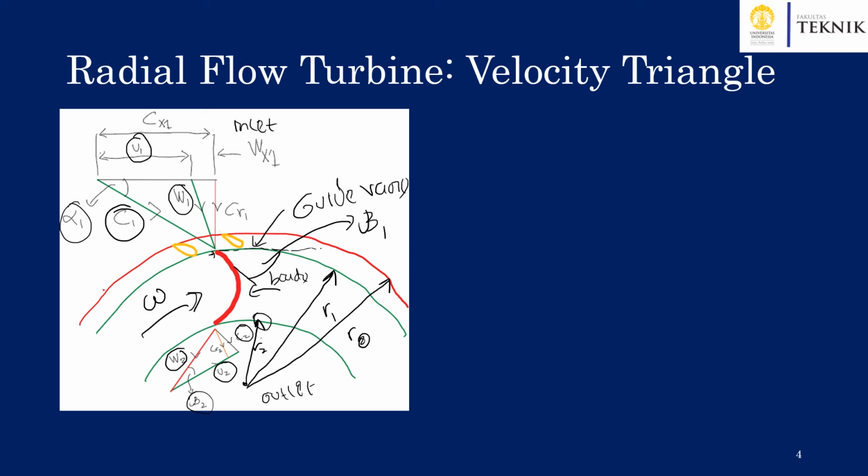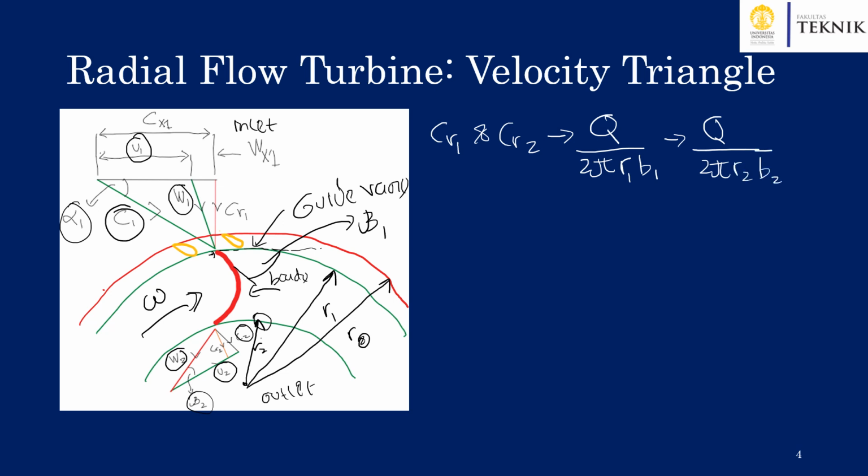And from these conditions, we know that the flow velocity, or the Cr, at the inlet and at the outlet can be estimated through the volume flow rate divided by 2π times the radius at the inlet and the thickness of the blade. This is for the inlet, and also for the outlet we have 2π R2 times the thickness of the blade, or the runner at the outlet.